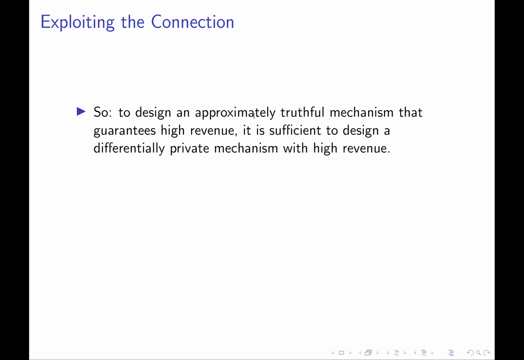And so what we've just exhibited is a simple reduction. Our goal is to design an approximately dominant strategy truthful mechanism that has high revenue guarantees, but now it suffices to solve a different problem. It suffices to design a differentially private mechanism that has high revenue guarantees. So we can ignore incentives from here on out and just think about how we can obtain differential privacy in a way that is consistent with picking a price that yields high revenue.